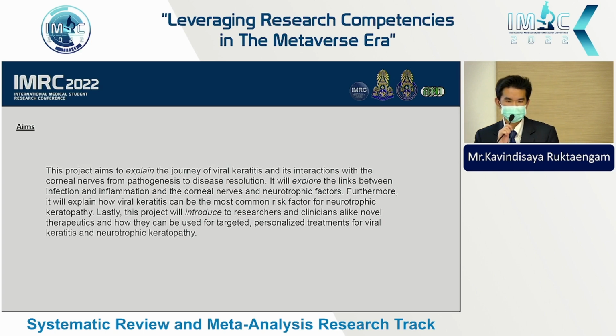So the aim of this research is to provide an extended review on the role of corneal nerves in viral keratitis, including the pathophysiology and the interactions with corneal immune cells. This review will also discuss some novel therapeutics that aim to control inflammation and resolve the disease through mechanisms of the corneal nerves, and extrapolate to the treatment of neurotrophic keratopathy.